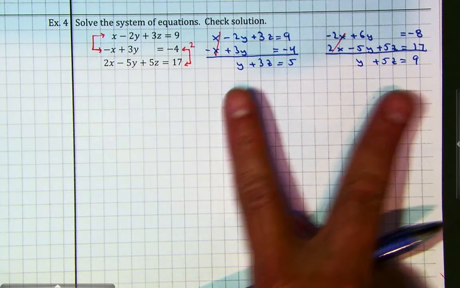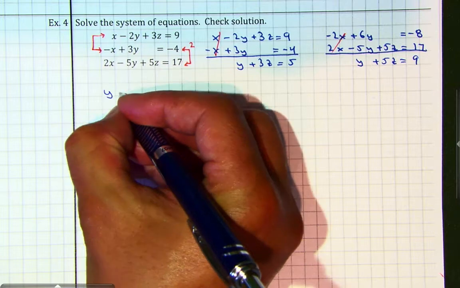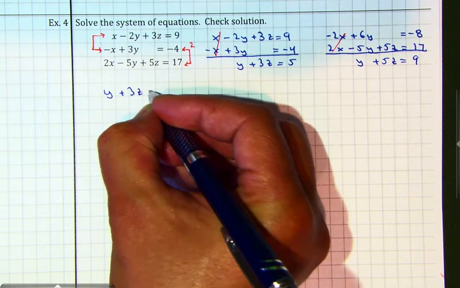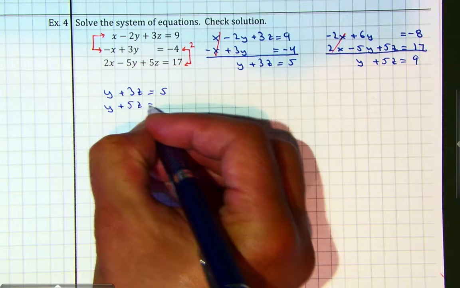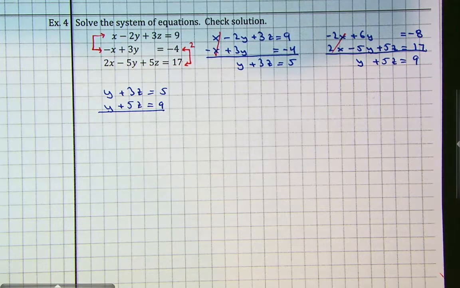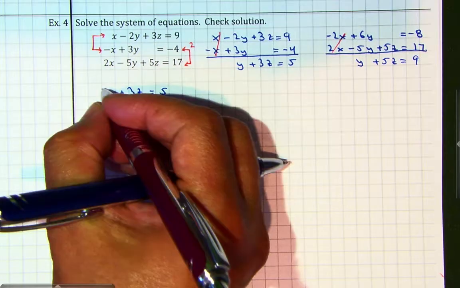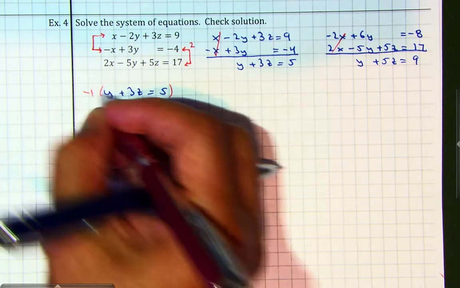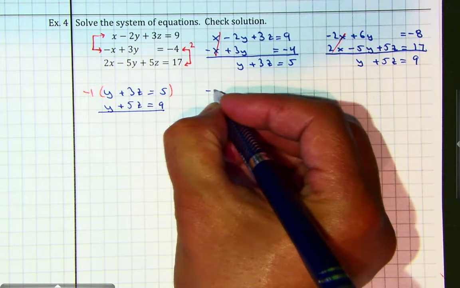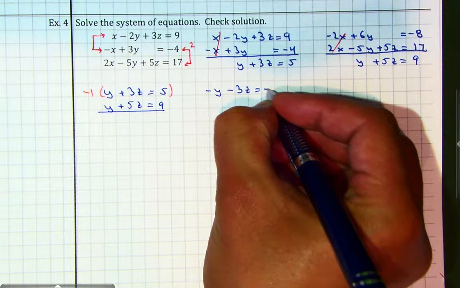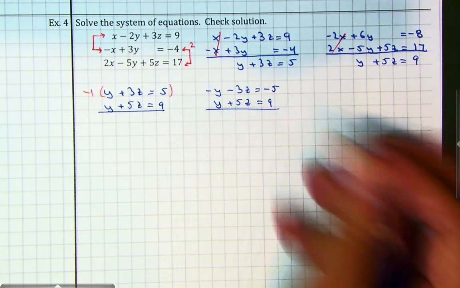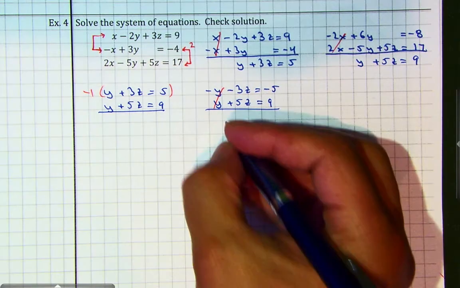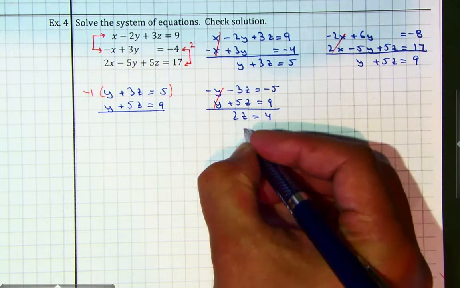So therefore, I'm going to place them one on top of the other. And you get to decide, do you want to cancel your y's or your z's? Correct, your y's probably. I'm going to multiply the top equation by -1. That gives me a -y minus 3z is equal to -5. Now your y's cancel out, so therefore I end up with 2z equal to 4, z is equal to 2.